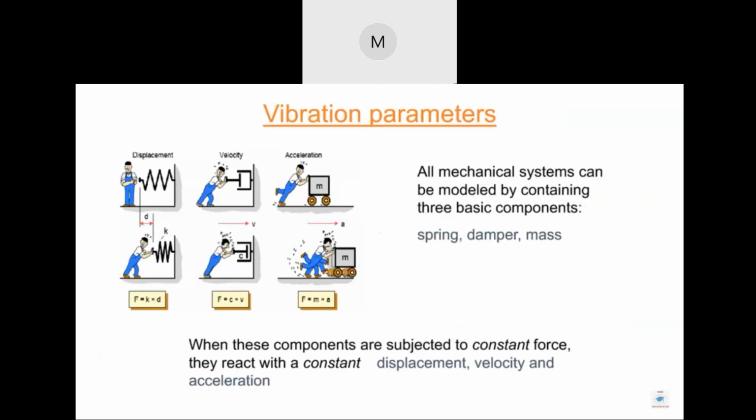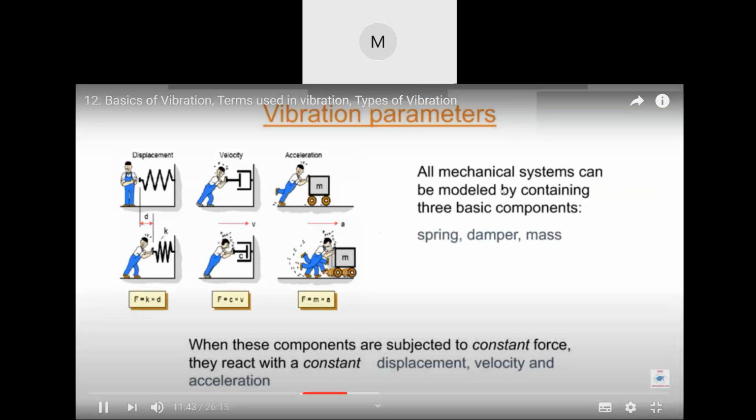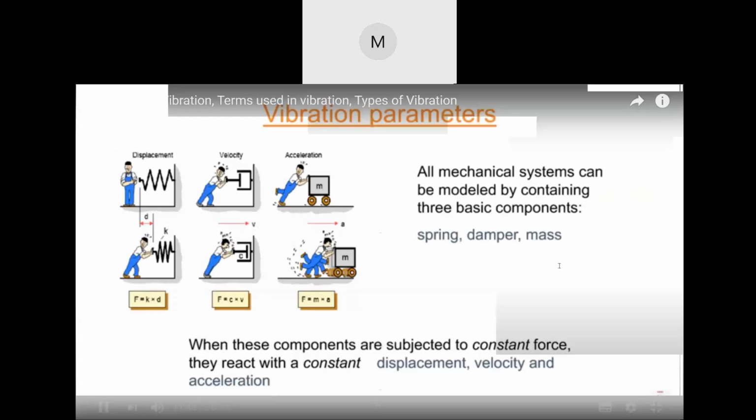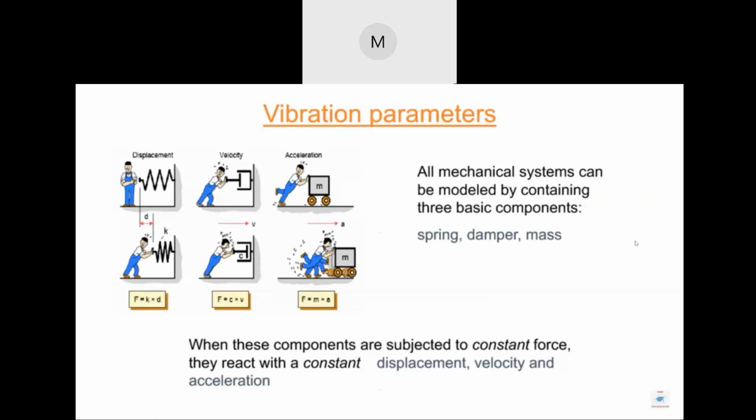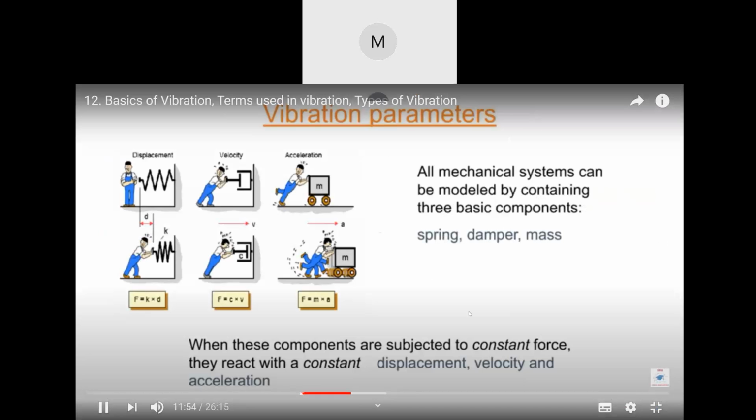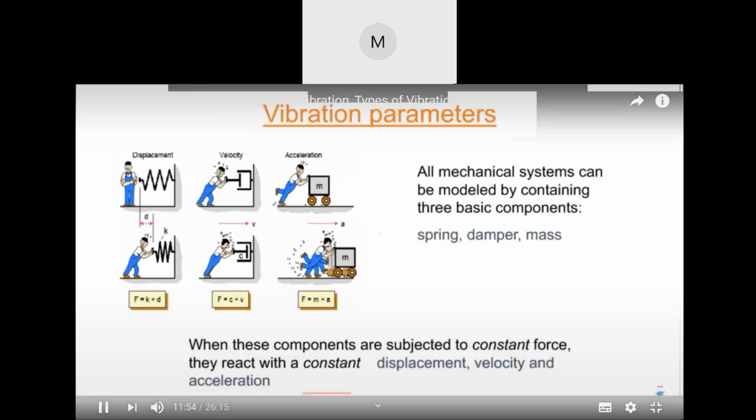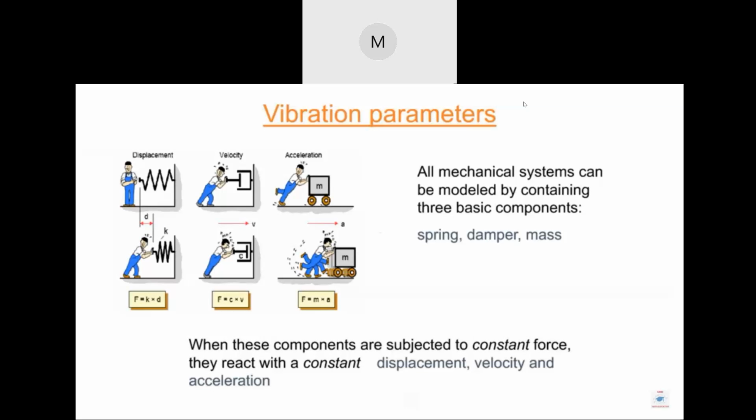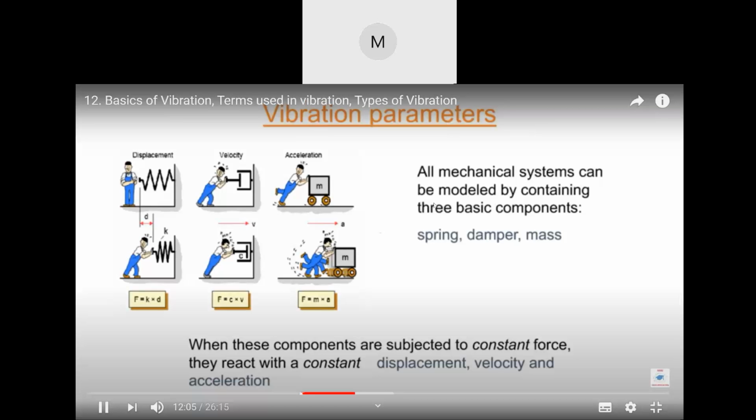Next, vibration parameters. All the mechanical systems can be modeled by containing 3 basic components: spring, damper and mass. Now here in this diagram, a human being is there, and in front of him a spring is there, one damper, and one mass is there. Now, what we are studying is vibration parameters.